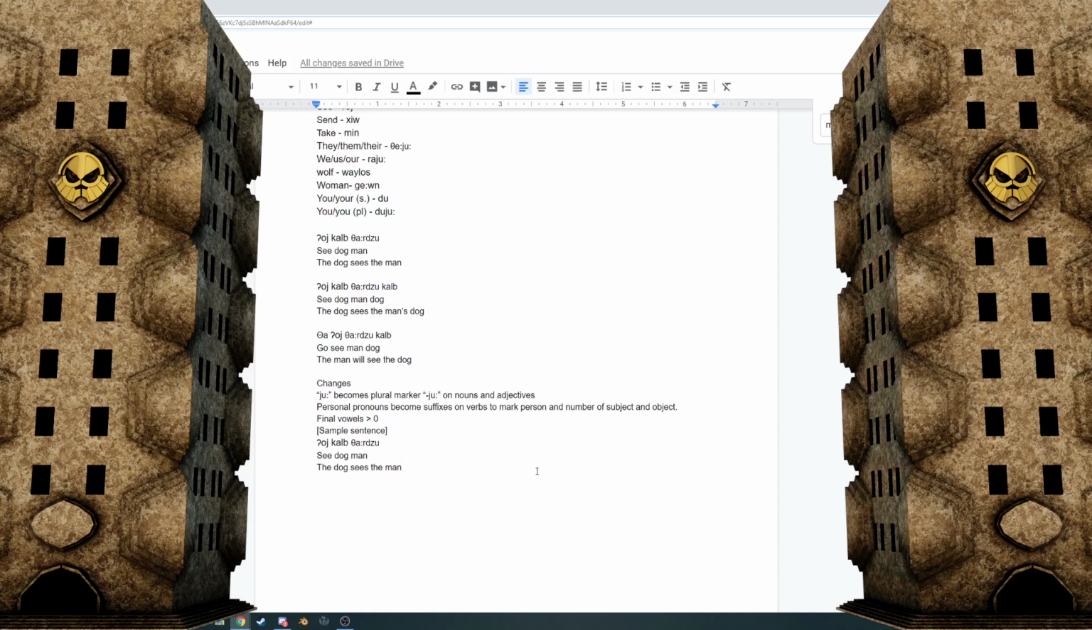Okay, so. Oikalbu Tharzu. Okay, so we want this to be the dogs. So it's going to be Kalbu, but that's going to turn into Kalbi.